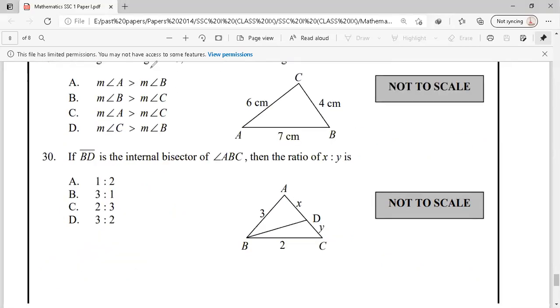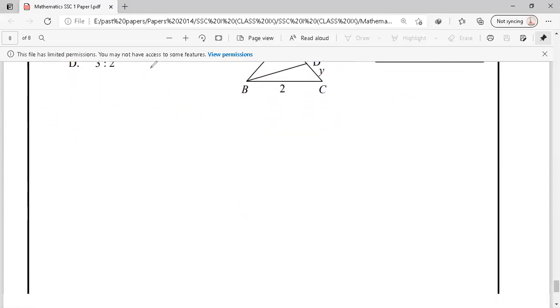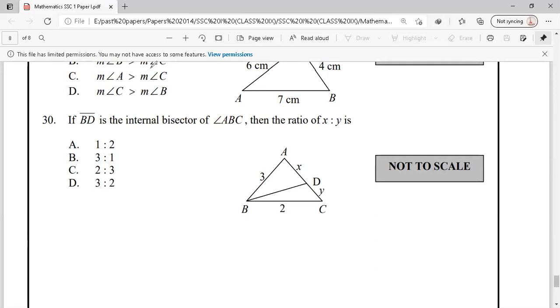Let's come to our last question of this year 2014. In question number 30, we have to find the value of XY. BD is the angle bisector of this angle ABC, and we have to find the ratio X to Y. If this is the angle bisector, we know that an angle bisector always divides the side opposite to the angle in the equal ratio. So the ratio AB to BC will be equal to AD to DC.